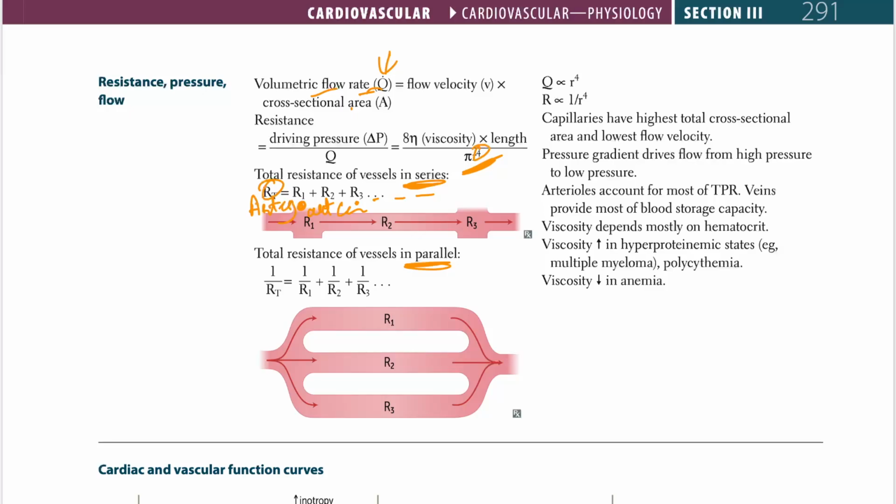In the parallel, the difference is that all of them have equal pressure. For example, this is the aorta, and it just branches out: the celiac artery, SMA, IMA, all of that, right?